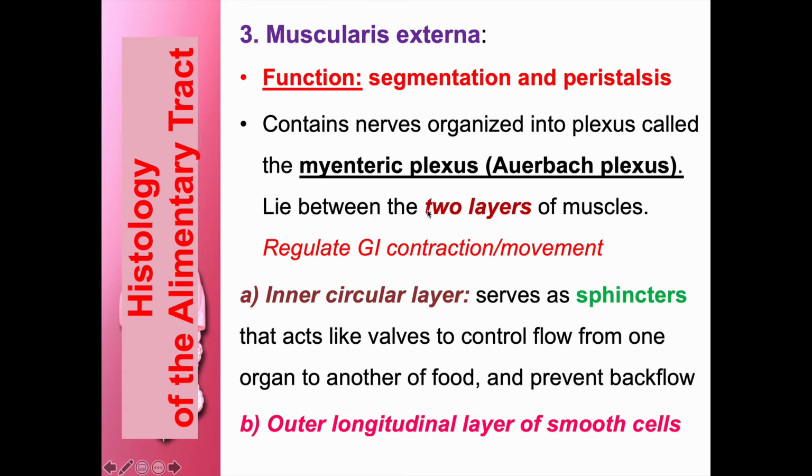layers of the muscle. And it has an inner circular layer which acts as a sphincter. What is a sphincter? The circular ring-like structure is called a sphincter, that acts like a valve to control the flow from one organ to another. For example, at the end of the stomach you have the pyloric sphincter, whereas at the tip of the stomach you have the cardiac sphincter.